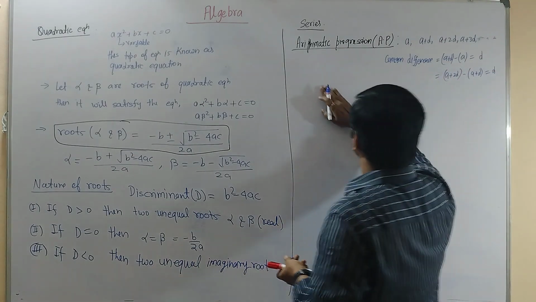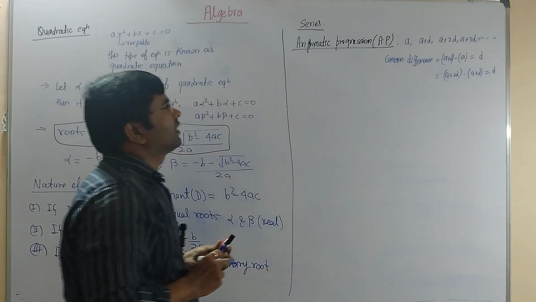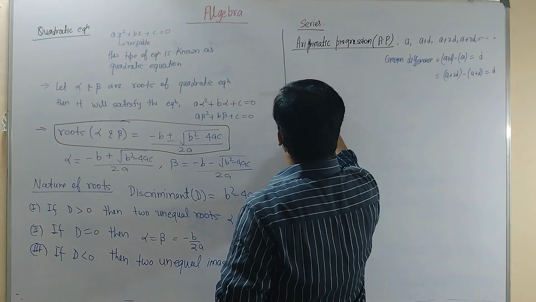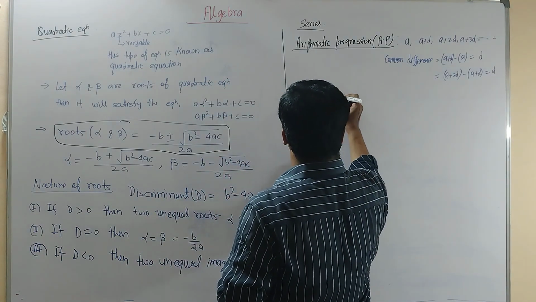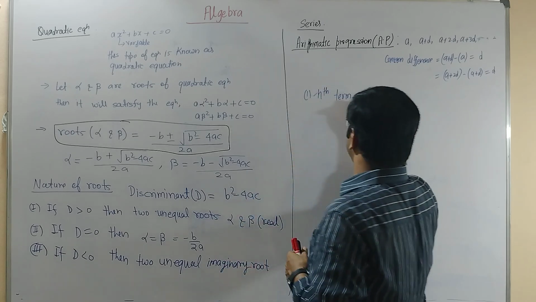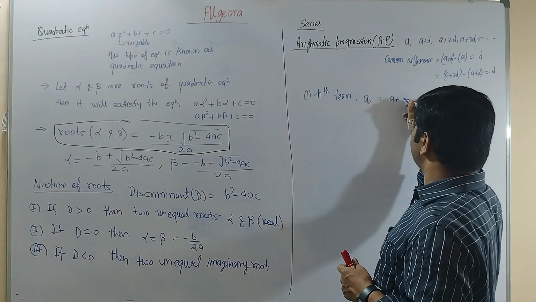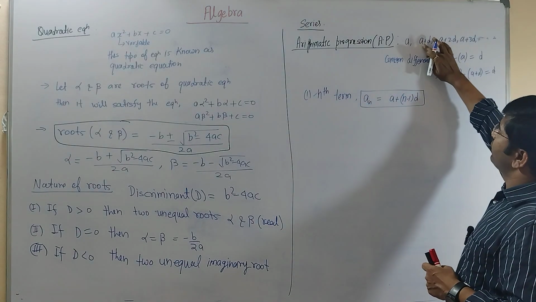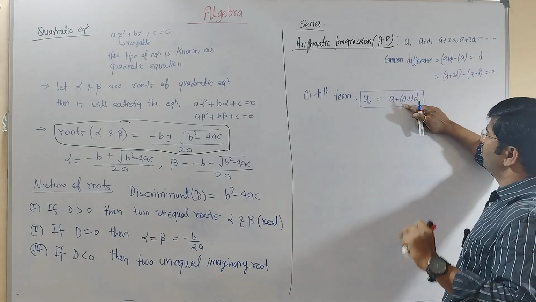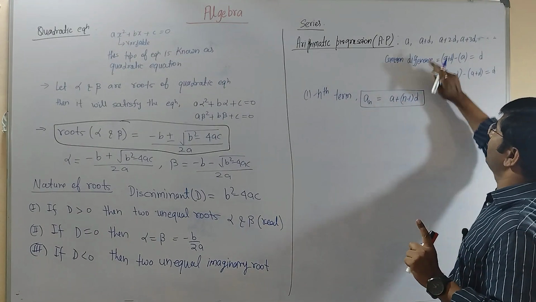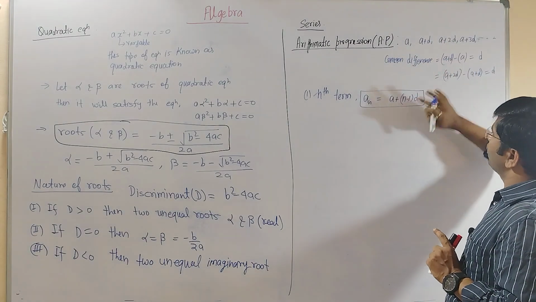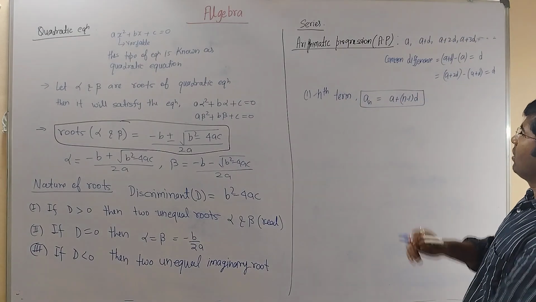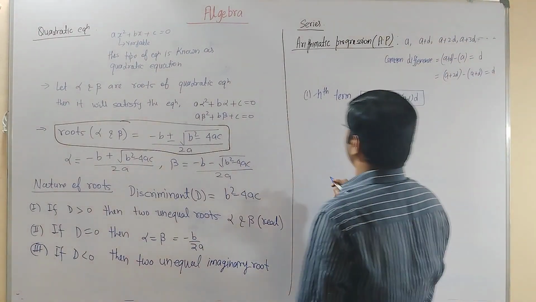So here important is if you want to find out the nth term, let's say the nth term is an. So an will be a plus n minus 1 into d, you can write here. Okay, like if we want the second term, put n equal to 2, so it will be 2 minus 1, 1, a plus d, we get the second term. Similarly for the third term, you put n equal to 3, 3 minus 1, 2, a plus 2d, we will get the third term, and so on. So any term we can find using this formula.